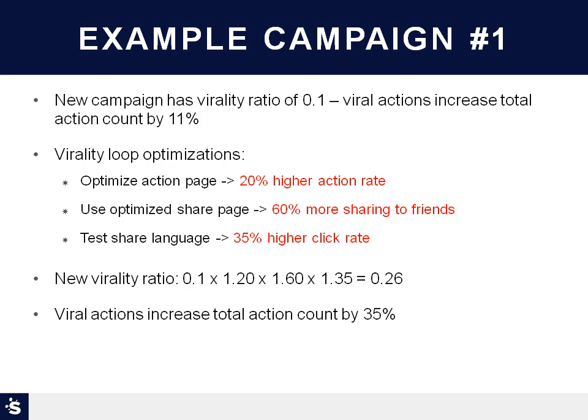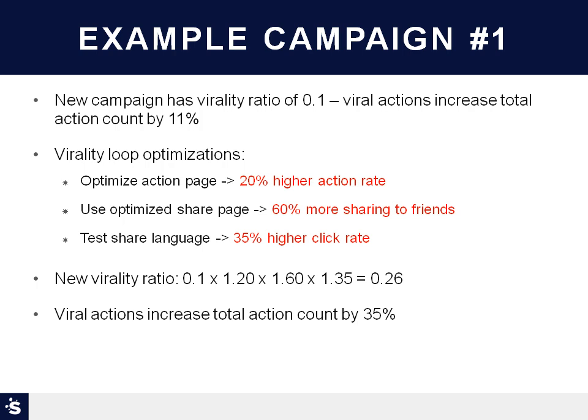So let's take a look at a simple example campaign here. Let's say that your organization is launching a petition, and it's a petition that people are somewhat interested in. They want to sign it and tell their friends about it. And so you start with a virality ratio of 0.1. So on average, for every person who signs, they're going to recruit 0.1 person, which means for every 10 people who sign, they're going to recruit one person. What happens in the end is that this will increase the total number of actions you get beyond your initial launch by 11%. So it's not a ton, but you're getting a boost there.